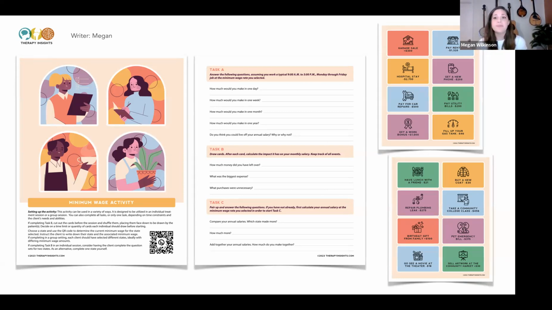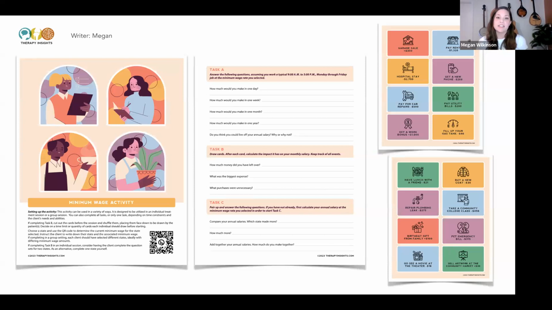So then task B has you draw these cards, and then you have to calculate the impact that it has on your monthly salary. And so you're tracking these events as you are pulling these cards. So if you're watching, you can kind of see, but I will describe that some of the cards are negative. So like a hospital stay costs you $2,750. And some of them are positives. You had a garage sale, and so you have $300 deposited back in. So you're doing some of that actual math, which is great. We're seeing how are they doing that.